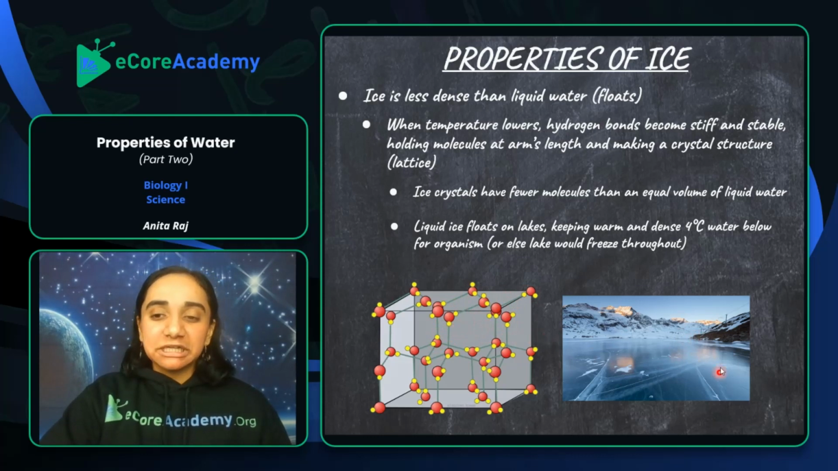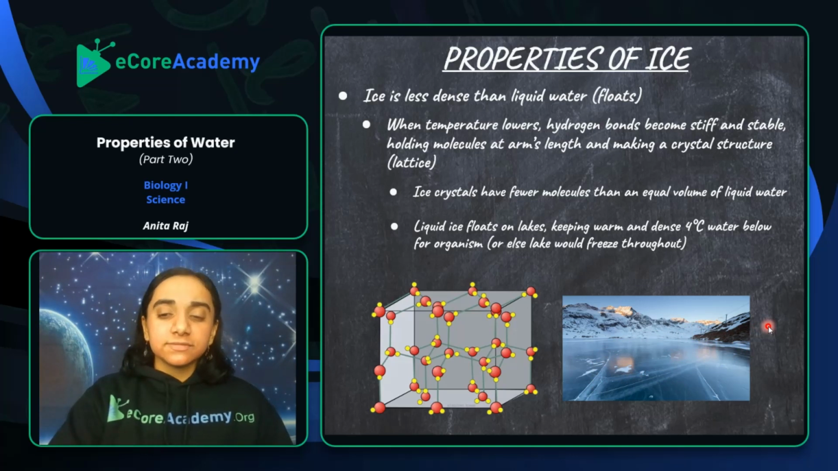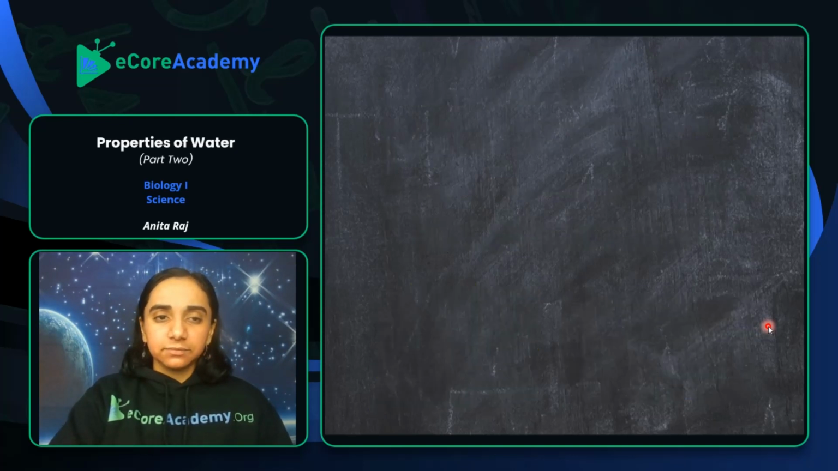And here's just a picture of a lake to show you what it would look like if you don't live in a colder country, if you've never seen anything like this. The lake actually freezes over, and below this ice is going to be water. It's going to be dense, warm water at the bottom of the lake, and all the organisms are going to survive the winter because of that.